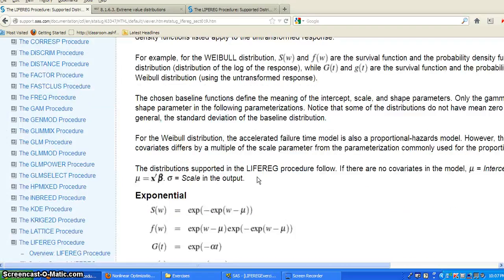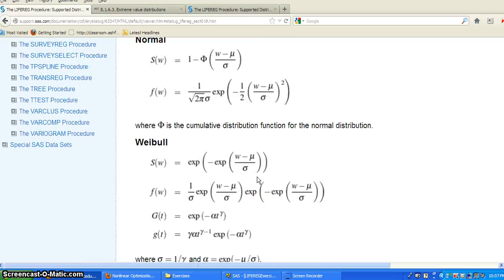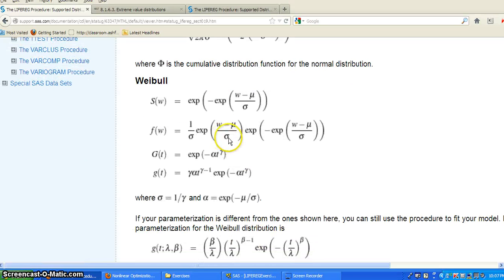If you look at the supported distributions, you have the exponential, and you have the Weibull down here, and it's determined by two parameters, mu and sigma, the scale parameter. You can write it in this form with gamma and alpha, where sigma is 1 over gamma and alpha is the exponential of negative mu over sigma. Then I think gamma is called the shape parameter, and alpha is the scale parameter. So this is called the two-parameter Weibull distribution.